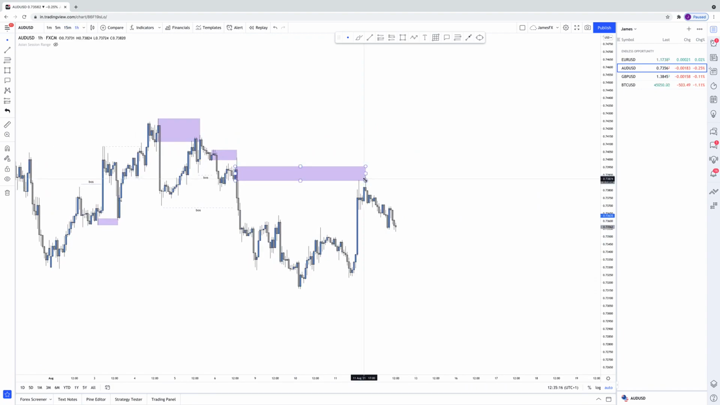Price is now respecting that area, and we're having substructure breaks within here. This was also news, once again, just like here, where they just use it as a cover so they can mitigate orders, mitigate this area here, and that's why we're now seeing price come down.